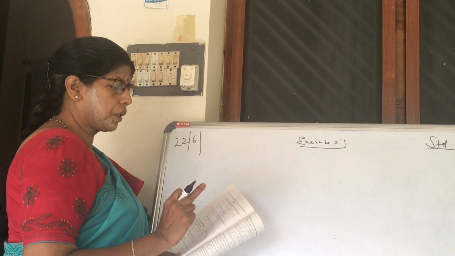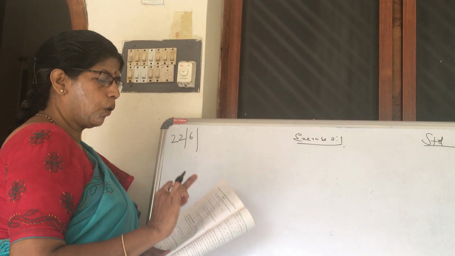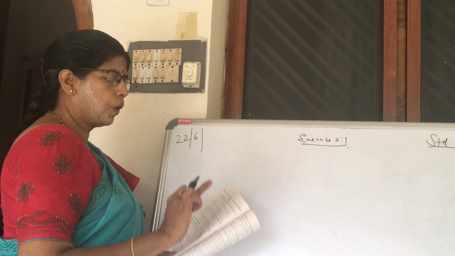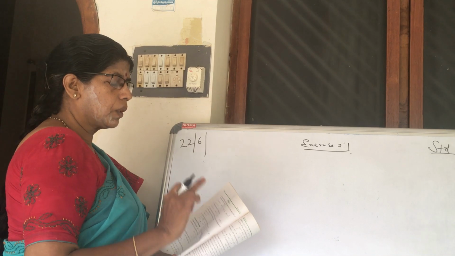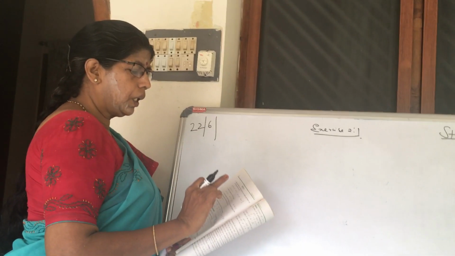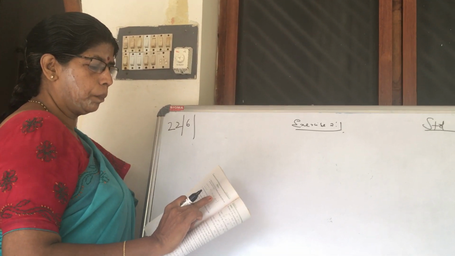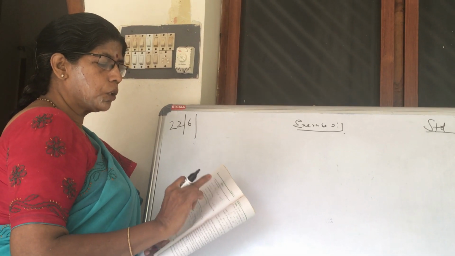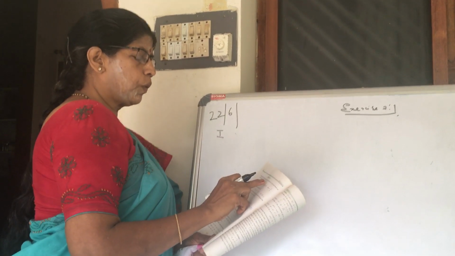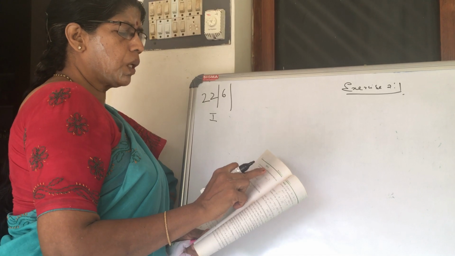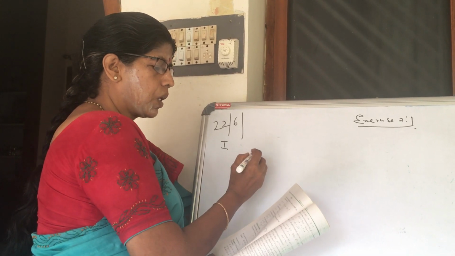One variable means, children, there should be only one unknown. All x's, all y's, all z's, or any other unknown. Second, keep in your mind that the powers of the variable in the polynomial should be whole numbers. First, Roman number 1. Which of the following expressions are polynomials in one variable and which are not? Give reasons for your answer.